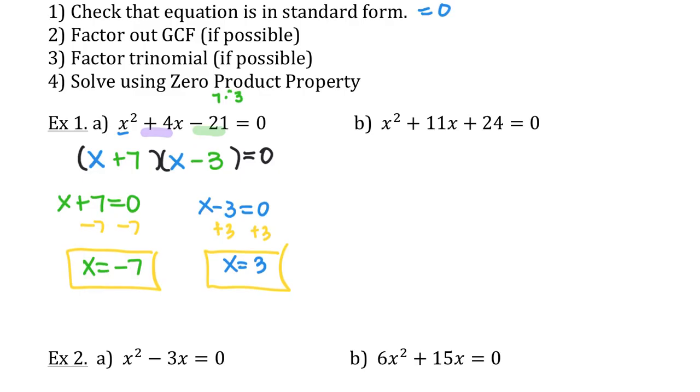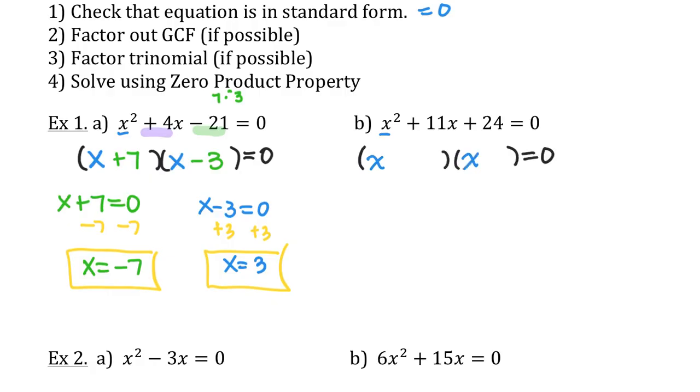Okay, let me go ahead and look at b. I'm going to do the same steps for b. Okay, let's see. X squared plus 11x plus 24. That's standard form. It does equal 0. Let me see if there's a common factor. There's no number, x squared, x, no x. Okay, so I'm going to go ahead and factor the trinomial. Again, this is x to the second, so it must be x times x.